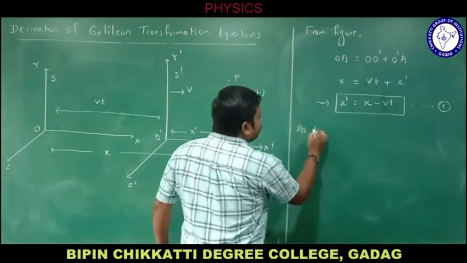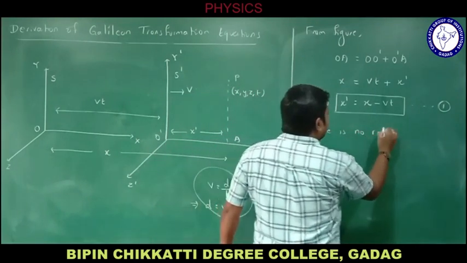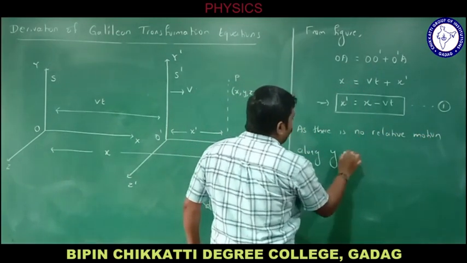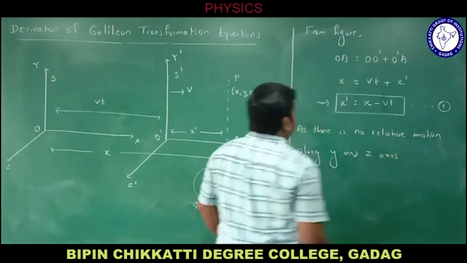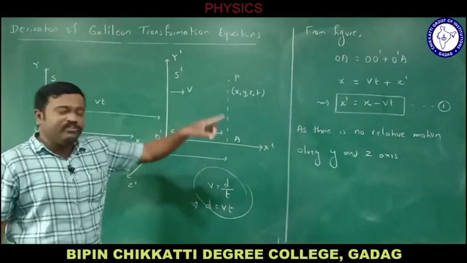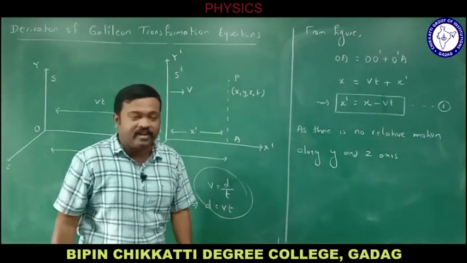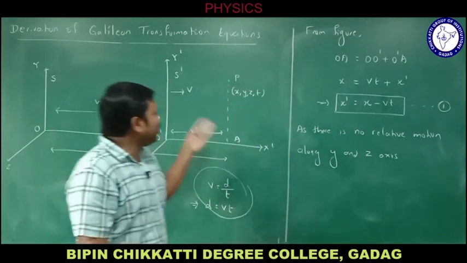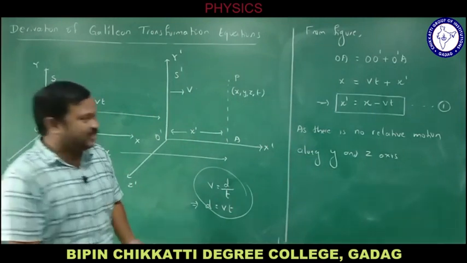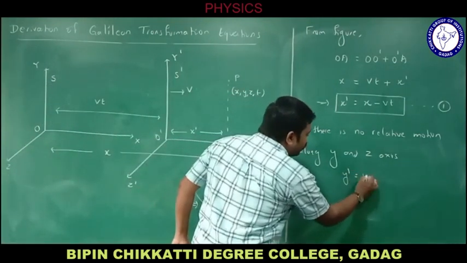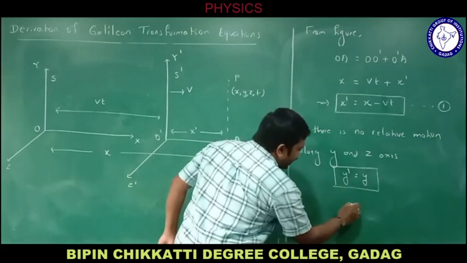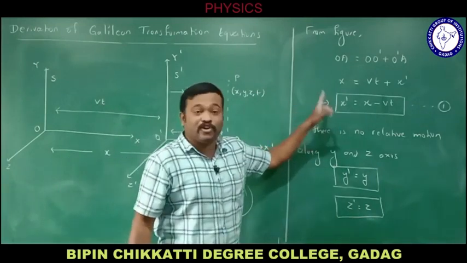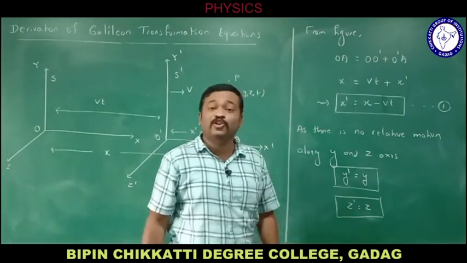Now here, as there is no relative motion along the y and z axes, I consider that the frame S dash is moving with velocity v along the positive x axis. There is no relative motion of frame S dash along the y and z axes. It is not moving along the y axis, nor along the z axis. So I can consider y dash equal to y, because it is not changing, and z dash equal to z. So x dash equal to x minus vt, y dash equal to y, z dash equal to z, right?